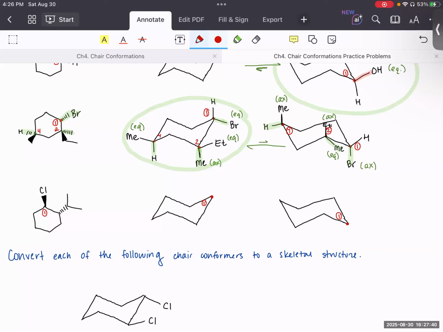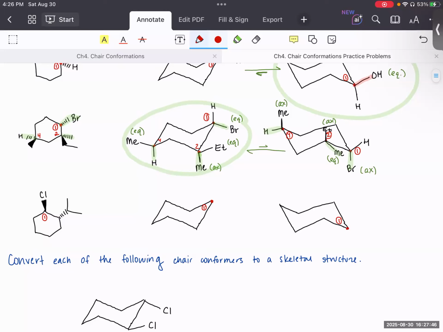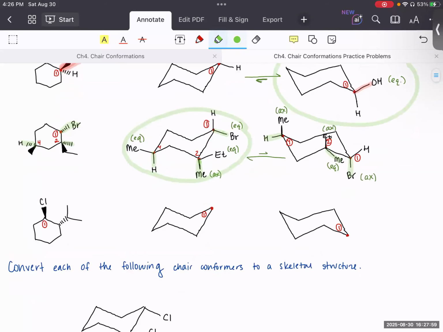There's a lot of different ways that you can write out the potential answers. And so just don't be discouraged if your answer looks slightly different. It's possible that you did it completely correctly. All right, so here, let's take a look. So here we have this chlorine is wedged. And then we have another wedged hydrogen right here. And the isopropyl group that is dashed.